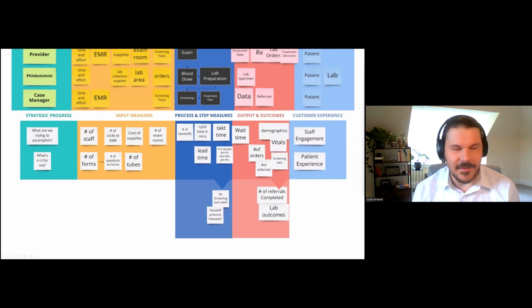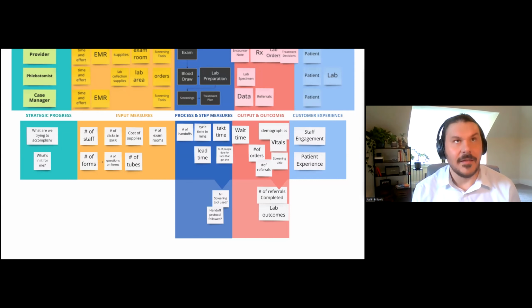And then we get to the outputs and outcomes. So, the number of things that were generated, and this outcomes piece is where we start looking at value, right? The number of referrals completed, the lab outcomes, those patient health outcomes. And then we might want to look at customer experience. So staff engagement, patient experience, PREMs, PROMs, those types of things could fit under here.